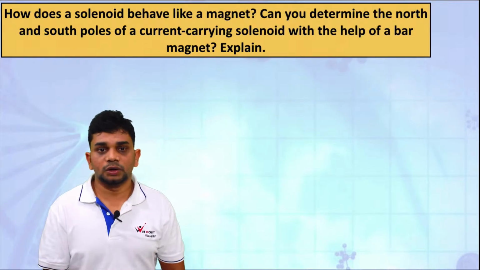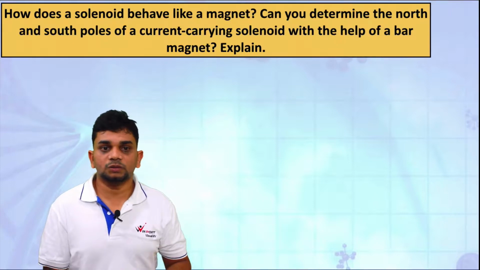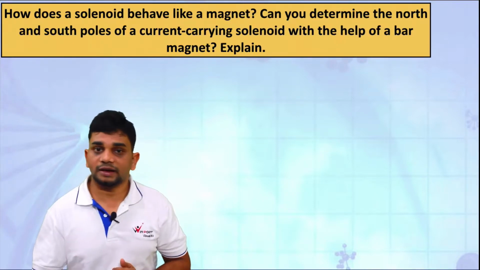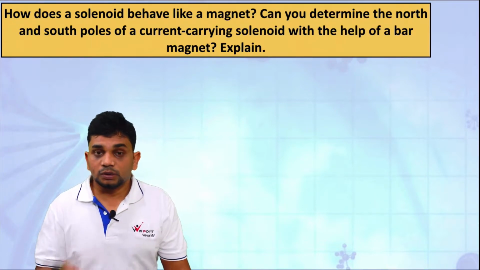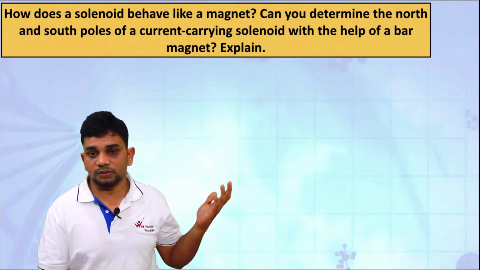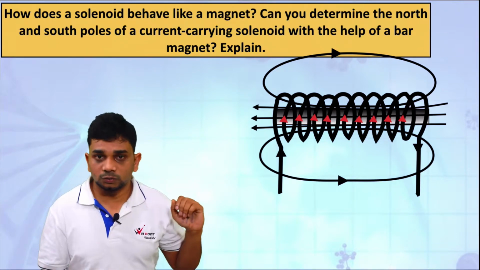How does a solenoid behave like a magnet? Can you determine the north and south poles of a current carrying solenoid with the help of a bar magnet? Explain. When we are transmitting electricity through a solenoid, it will be acting as a magnet. It will be acting as a bar magnet. Here you can see the solenoid. This side is north pole and that side is south pole.